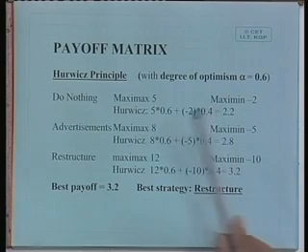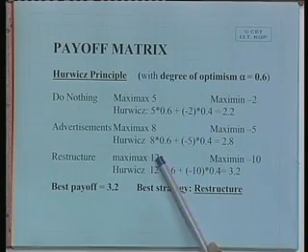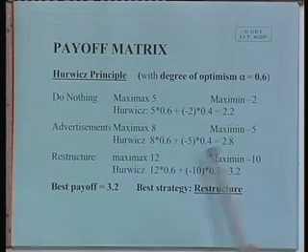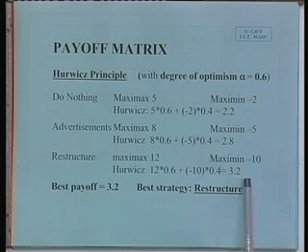With advertisements, maximax 8, maximin -5. Harveys 8 into 0.6 plus -5 into 0.4 equal to 2.8, right. Restructure, maximax 12, maximin -10, Harveys 12 into 0.6 plus -10 into 0.4 equal to 3.2. So we see again best payoff 3.2, best strategy restructure. Now calculate once again with degree of optimism alpha equal to 0.5.